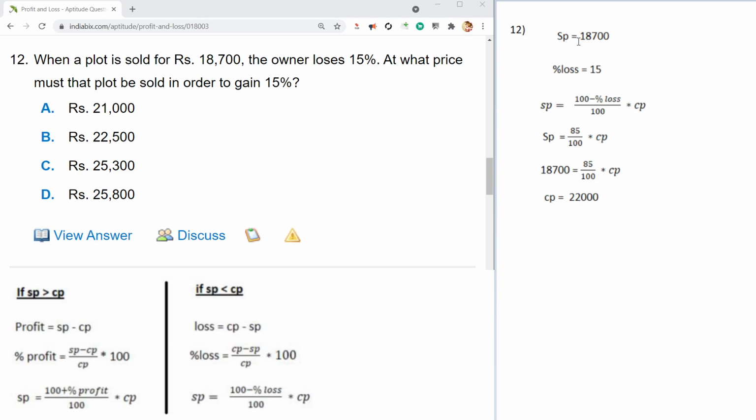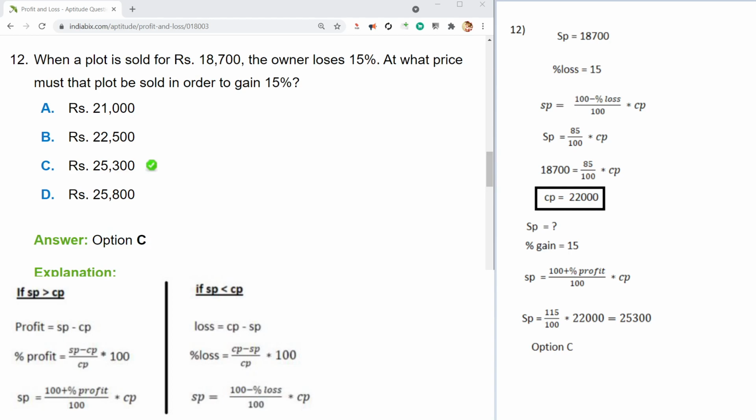In the second case, at what price must the plot be sold? What is the selling price in order to gain 15%? We need to find out the selling price when percentage gain is 15%. What is the formula for selling price when percentage gain is given? Selling price is equal to (100 plus percentage profit) by 100 into cost price. So SP equals 115 by 100 into 22,000, which equals 25,300, which is option C.